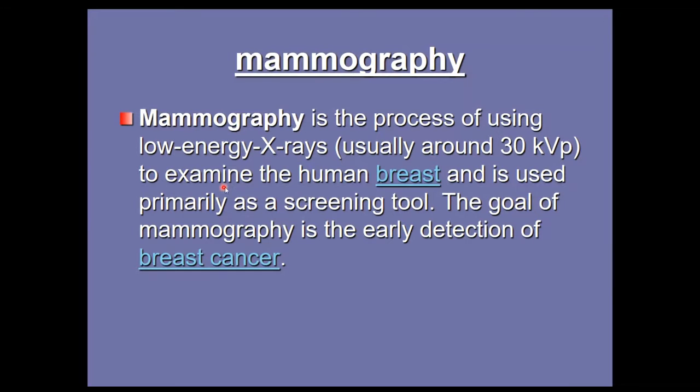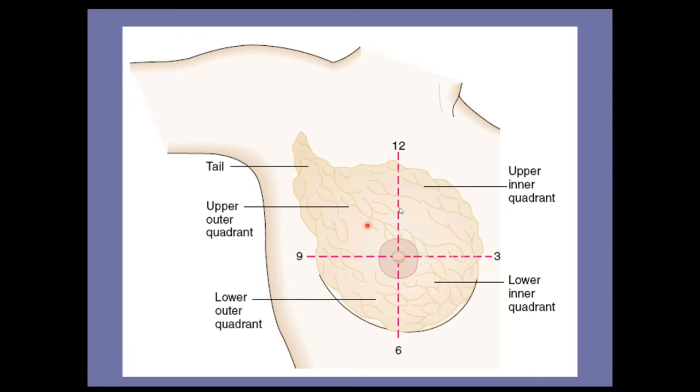Mammography is the process of using X-rays to examine the human breast and is used primarily as a screening tool. The goal of mammography is the early detection of breast cancer. So in mammography, as compared to regular X-ray, we are using low energy X-rays. Number one, what is the advantage of using low energy X-rays? The most important advantage is that we get good soft tissue contrast images, because we are using low energy X-rays, and we all know that the breast is mainly soft tissues.